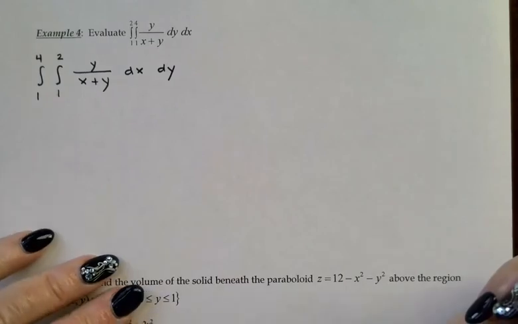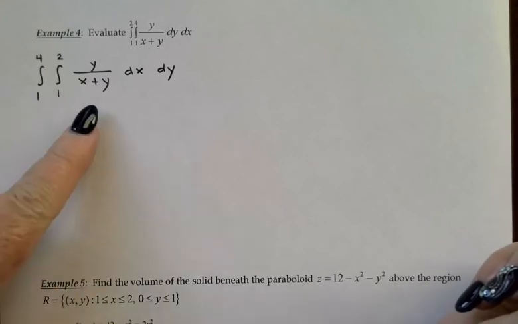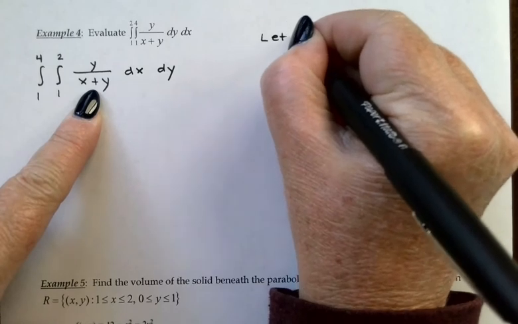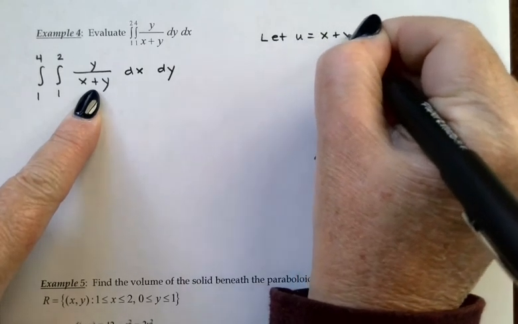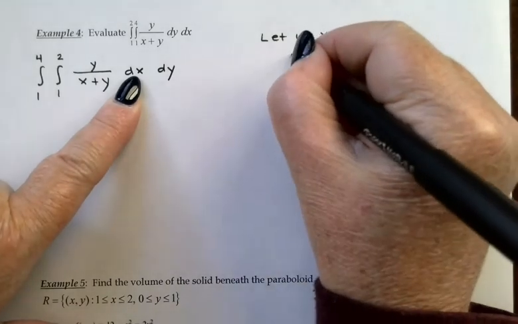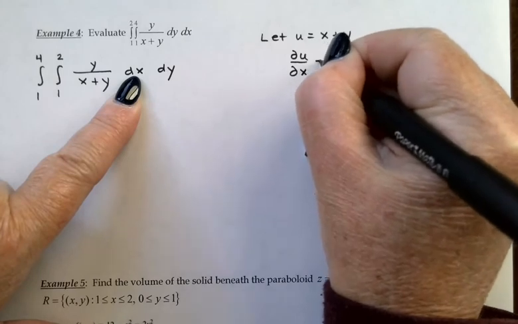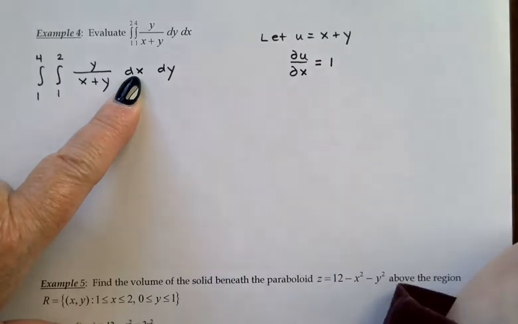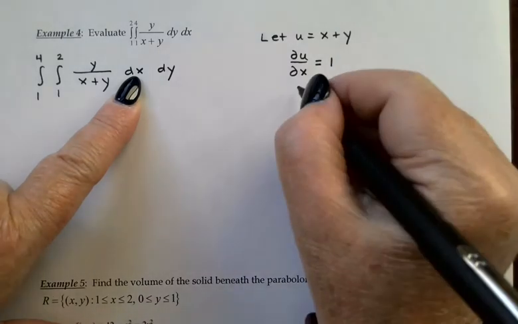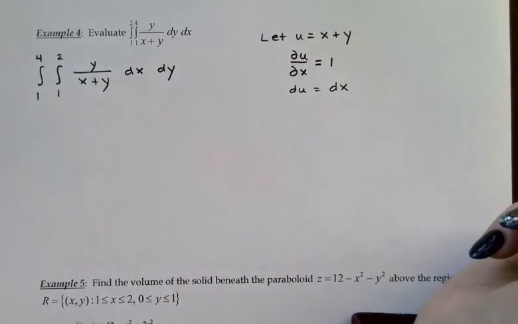All right, now that I'm looking at this with respect to x, the numerator is just a constant, which doesn't bother me. So I'm going to let u be the denominator, x plus y. And I'm doing an x integral, so I also have to do an x derivative. The partial derivative of u with respect to x would be 1, plus the derivative of y, since it's constant, would be 0. So du is simply equal to dx.